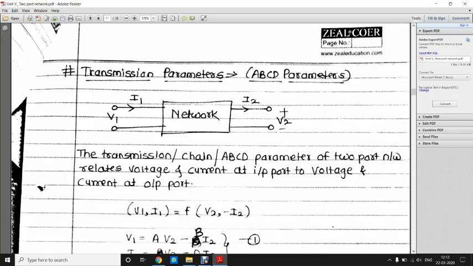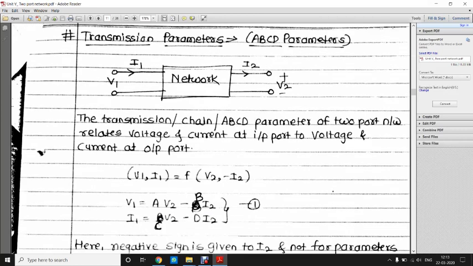In the previous video lecture, we have seen the derivation of the short circuit admittance parameter. So in this lecture, we will study the derivation of the transmission parameter, which is also called the ABCD parameter. So here you can see the diagram of the transmission parameter. The transmission parameter is also called the ABCD parameter, or the chain parameter.